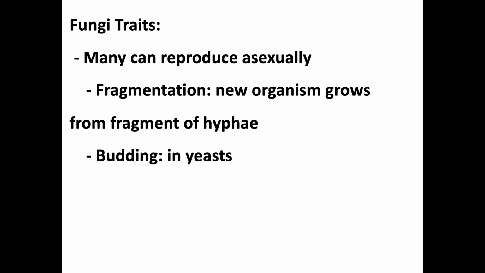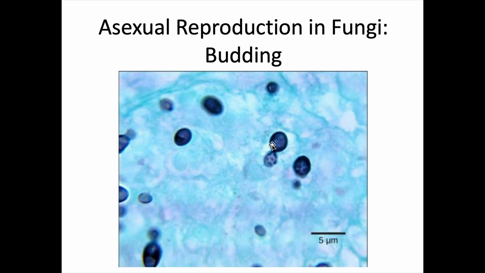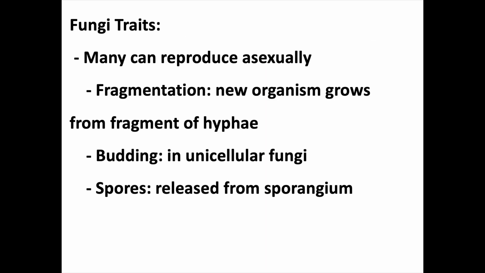Another way to reproduce asexually is through budding. We only see this in yeasts, we only see this in single-cell fungi, but it's where a part of the cell sort of buds out, grows larger and larger and larger until they're both about the same size, and then it pinches off and you've got two cells. Asexual reproduction. And there's a third type called spores, which are released from a structure called a sporangium.